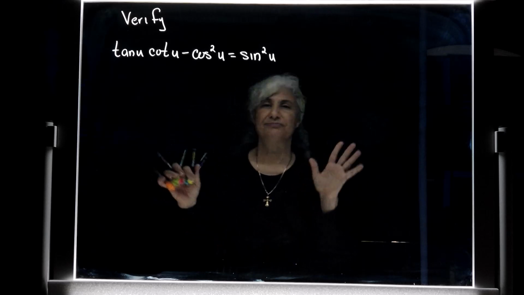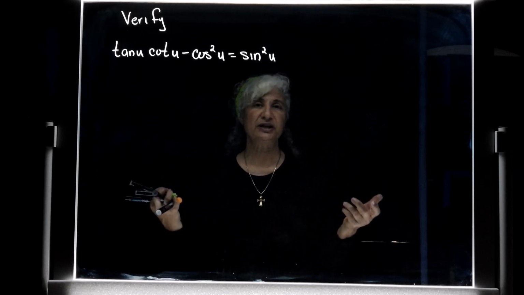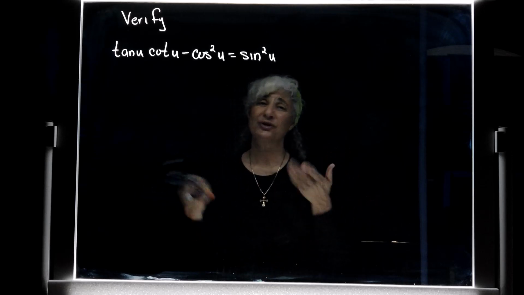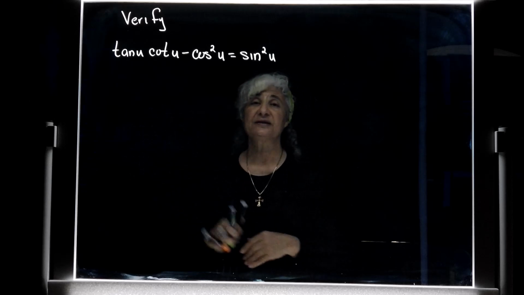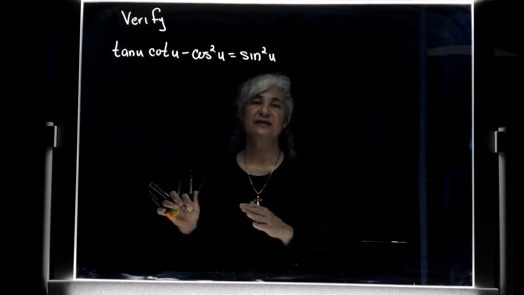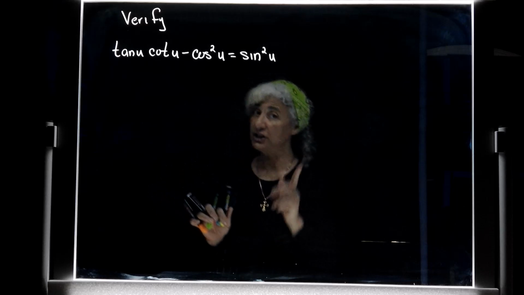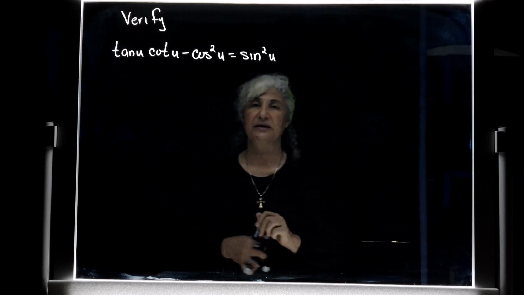So, back to the first rule, you're like, well, which side do I choose? I choose the side with all the junk on it. So in this problem, I'm going to choose the left side, and I'm going to work on the left side and try to make it legitimately look like the right side.